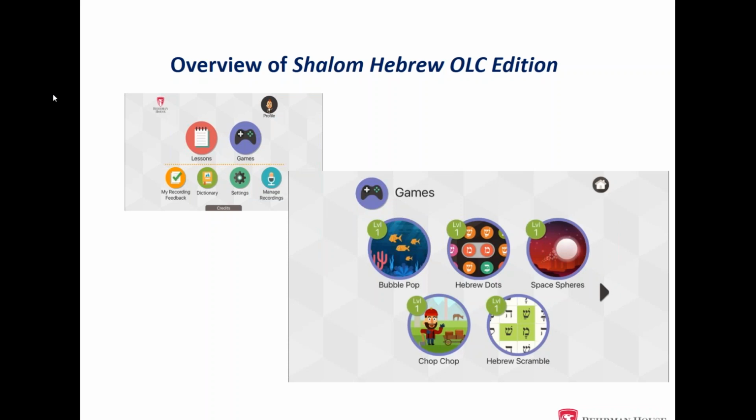There are also 5 games in the game section for kids to play. They're styled like video games in that there are different levels. You'll see here these little green circles say level 1, and I believe it goes up to 3. There's levels 1, 2, and 3 for each of the games. The games have scoring, so it's fun for the kids.